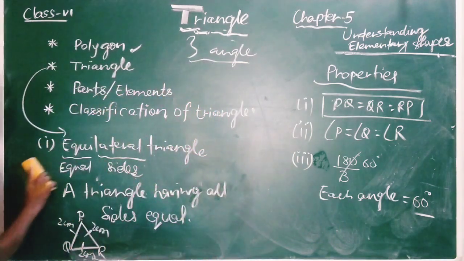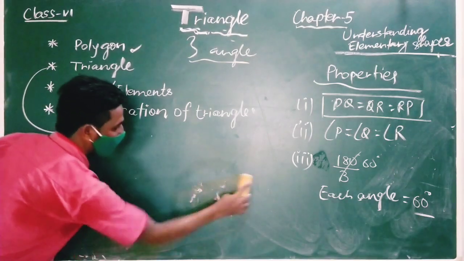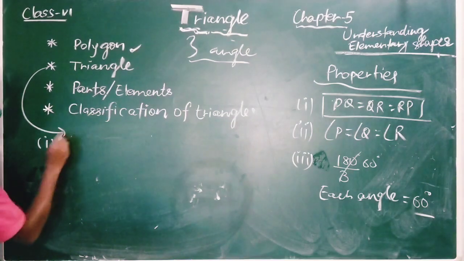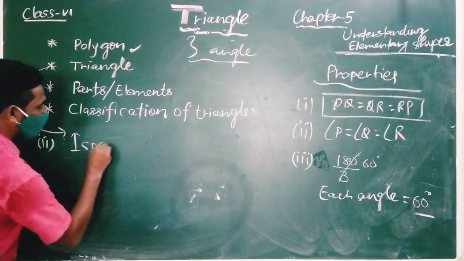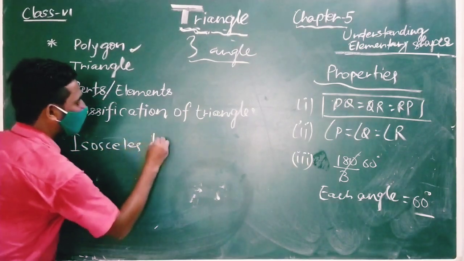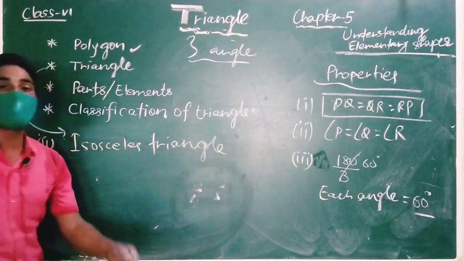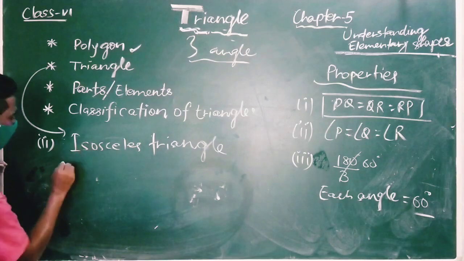After that, you see the second name, that is the isosceles triangle. I will not write the definition for this isosceles triangle. You write the definition by yourself. So what is an isosceles triangle? An isosceles triangle means out of 3, any 2 sides will be equal. A triangle having any 2 sides equal.